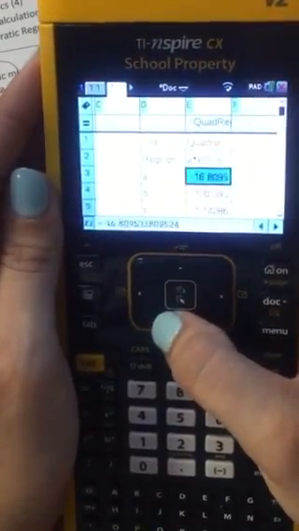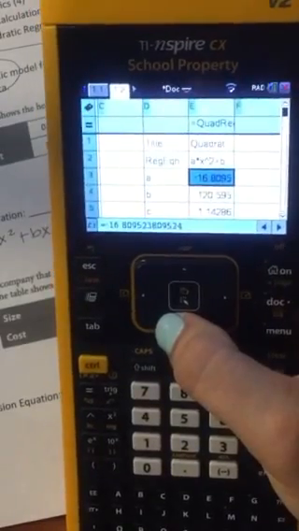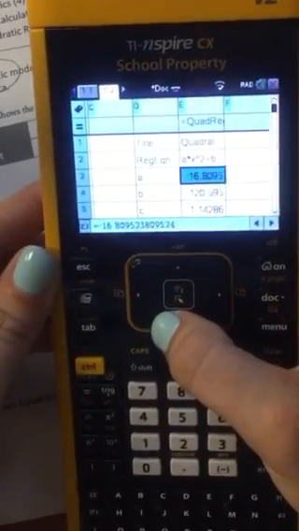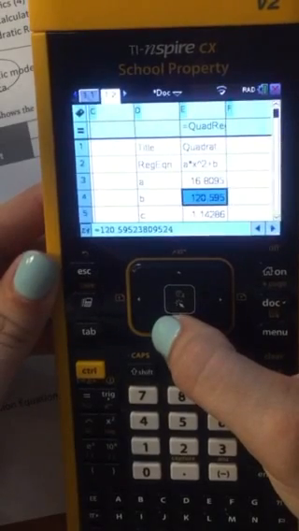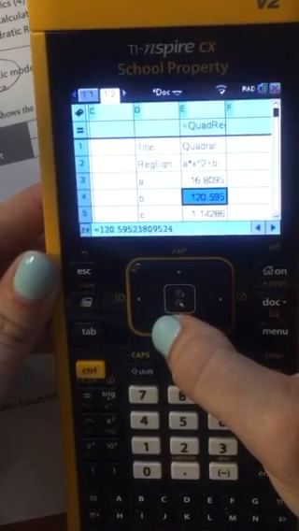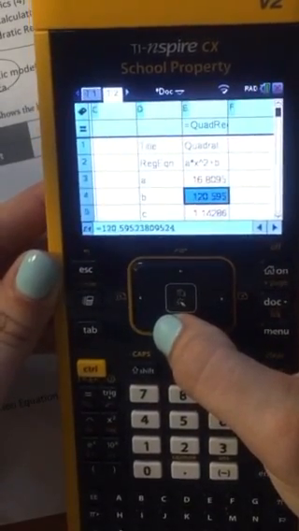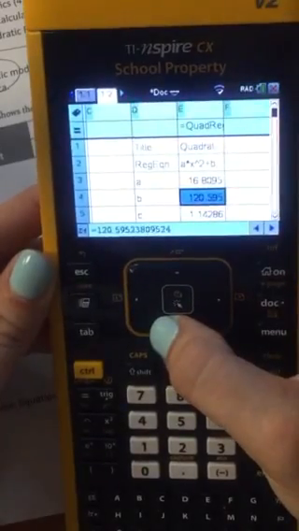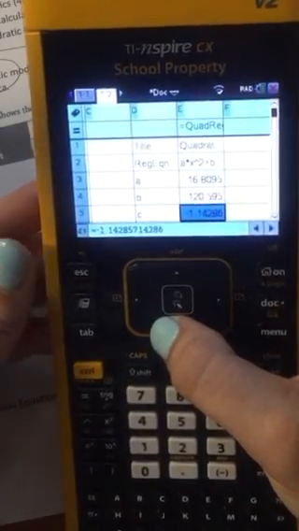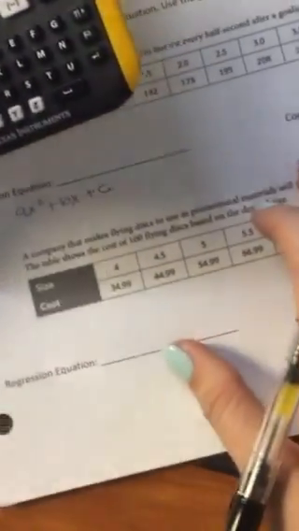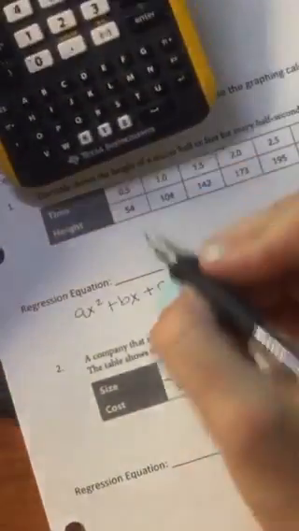Okay, so now I'm gonna look. It gave me negative 16.81 for my A, 120.59, which really is gonna be 0.6 because we're gonna round up to the second decimal place, and then negative 1.14. Okay, so I'm now gonna write this in for my regression equation.